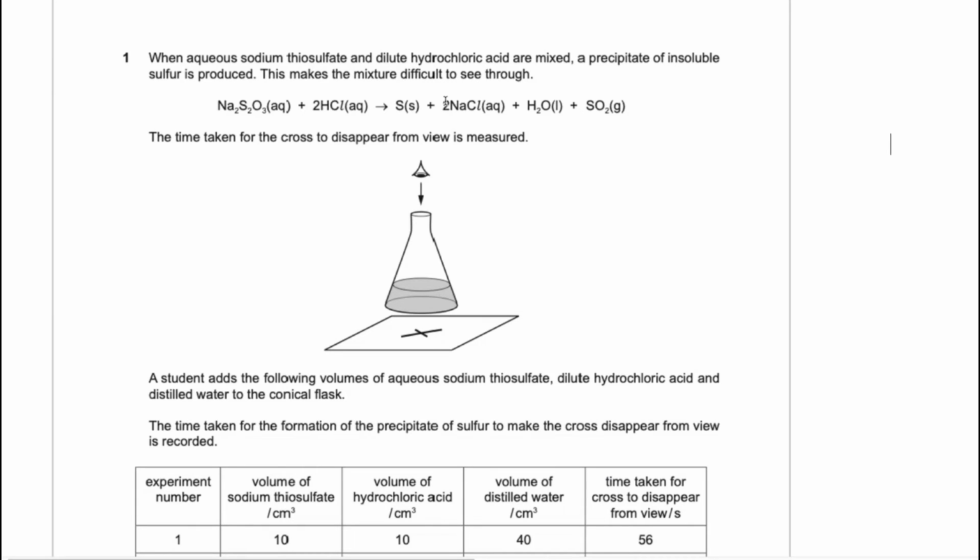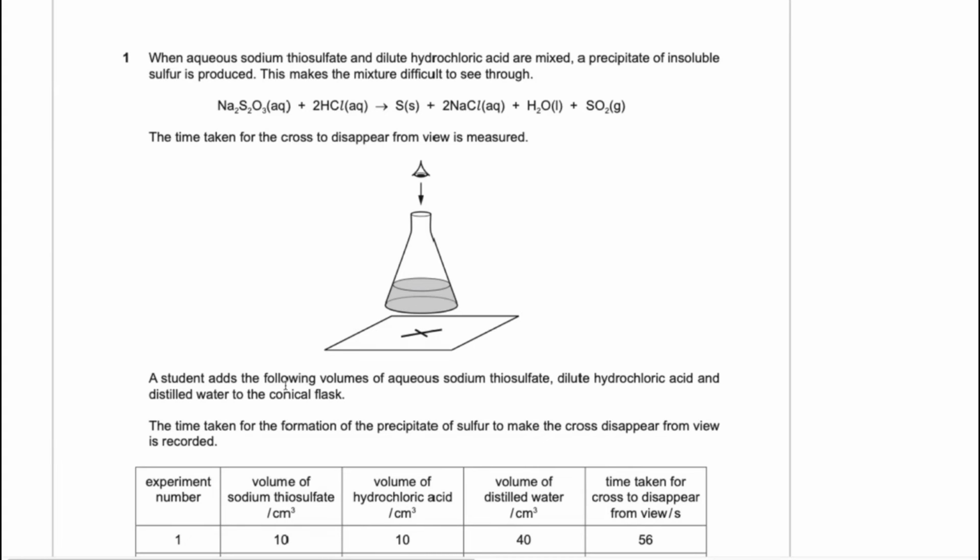Then there are other products also. The time taken for the cross to disappear from view is measured. So imagine you see it from top, you see the cross, because initially the aqueous solution is colorless. So they form the yellow solid, and at the end, you can't see the cross anymore. So the moment the cross can't be seen, you stop your timer.